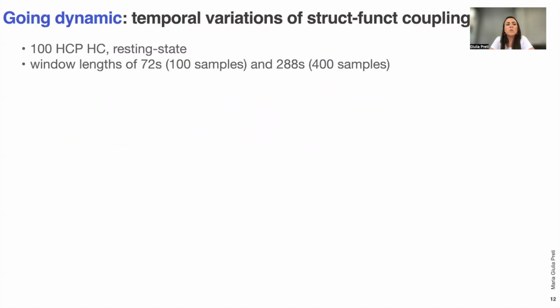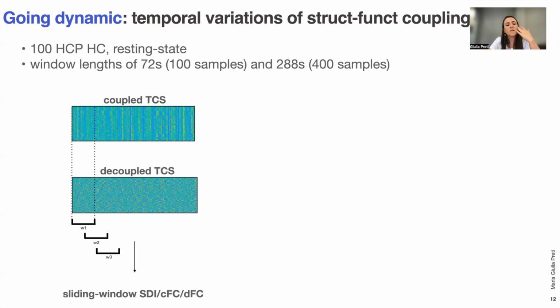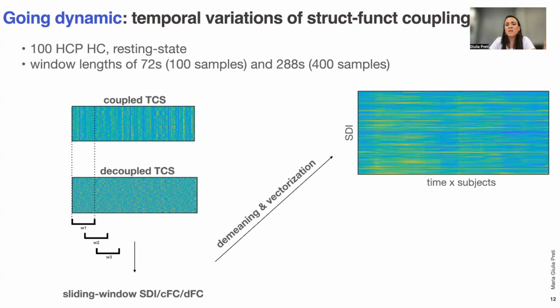But we want to look at variations of these metrics. So we apply this pipeline in a sliding window framework, here applied to 100 unrelated controls of the HCP database during different resting states and with two different windows, for which we obtain very equivalent results. The results are presented here for the longer one. In the sliding window framework, we computed SDI, coupled FC, and decoupled FC, and then we concatenated, after vectorization, all this data into a big time-per-subject matrix.